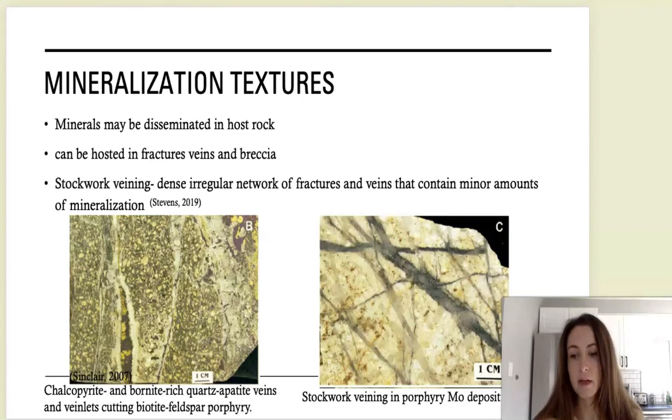The figure on the left is chalcopyrite and bornite-rich quartz apatite veins and veinlets cutting biotite and porphyry. This is a high-grade ore, and this deposit was found in British Columbia. The figure on the right is quartz molybdenite and stockwork veining in granodiorite porphyry, and this was also found in British Columbia.